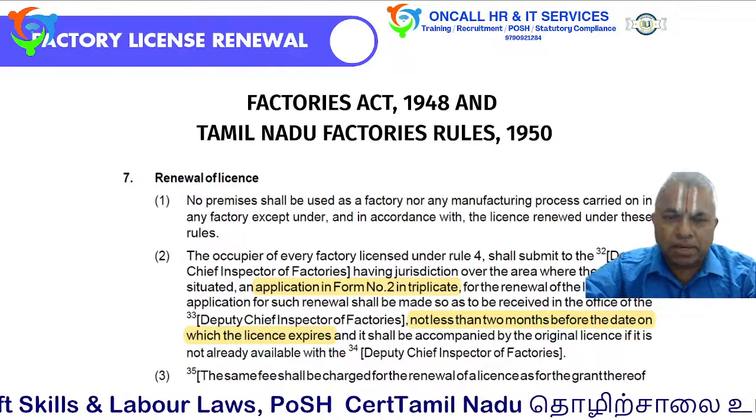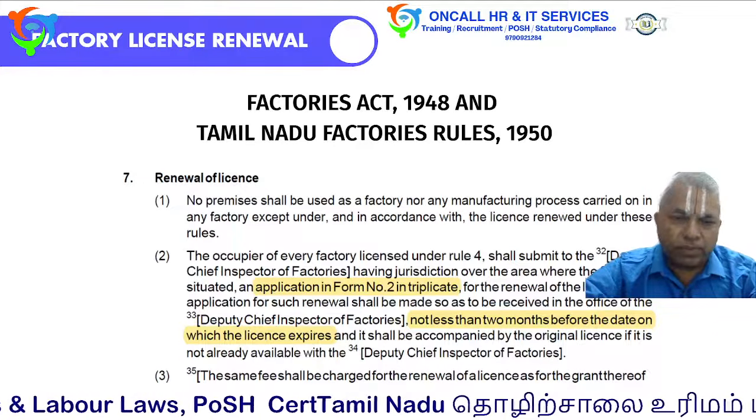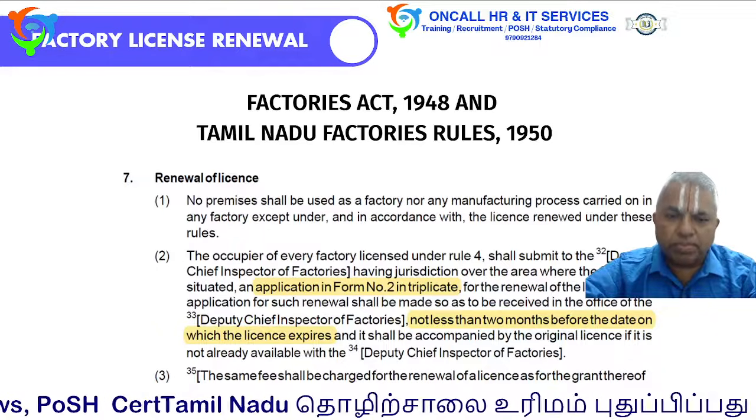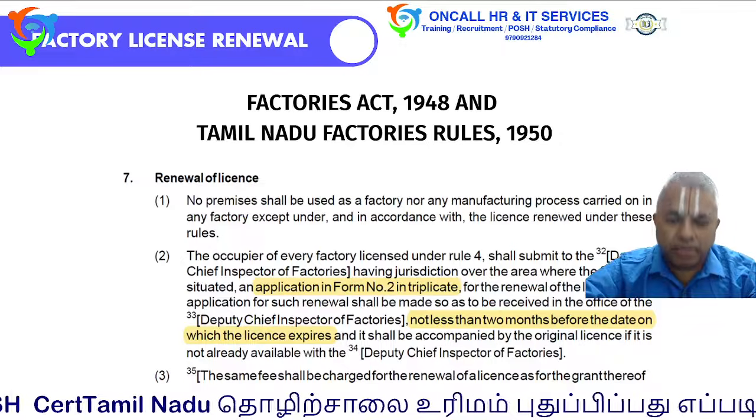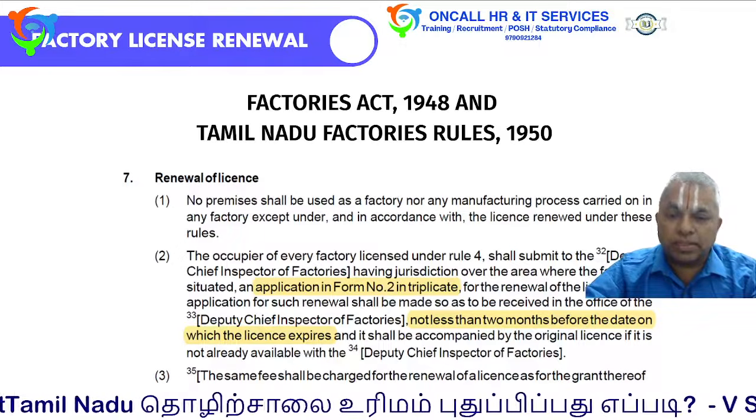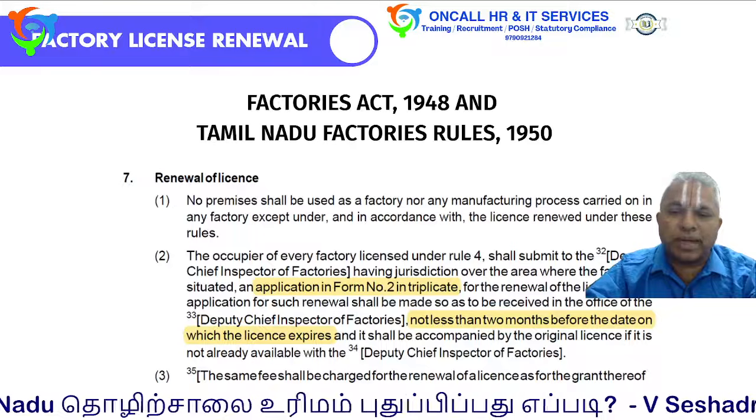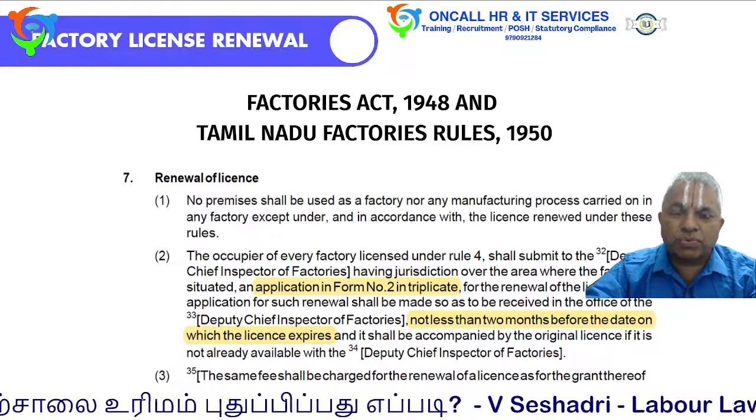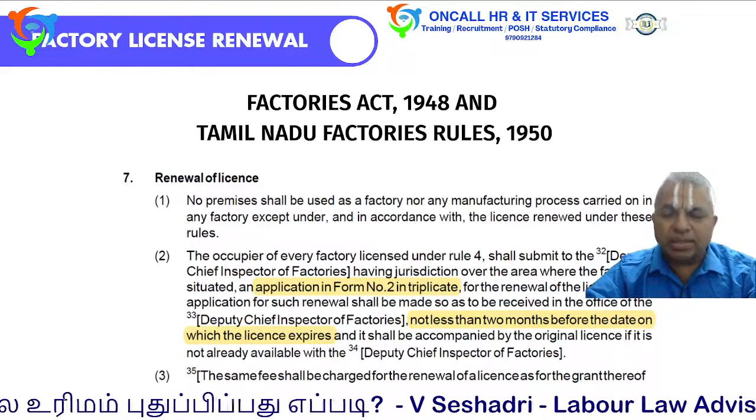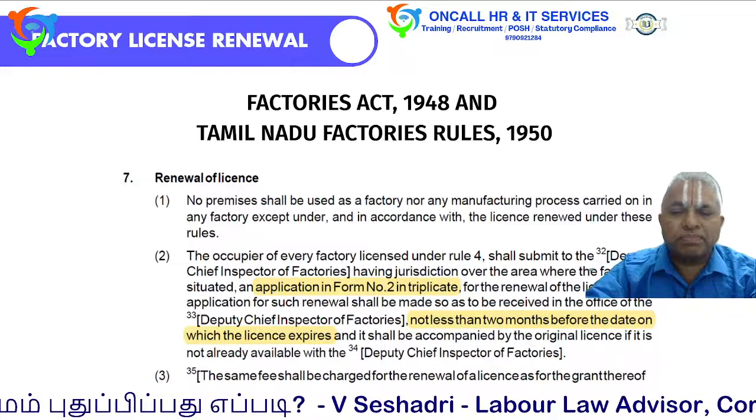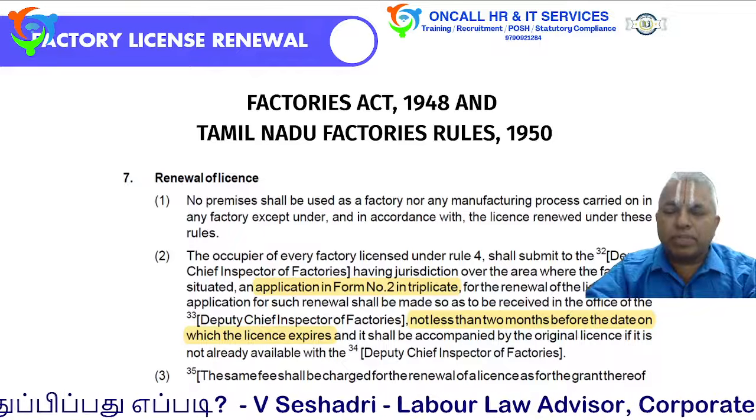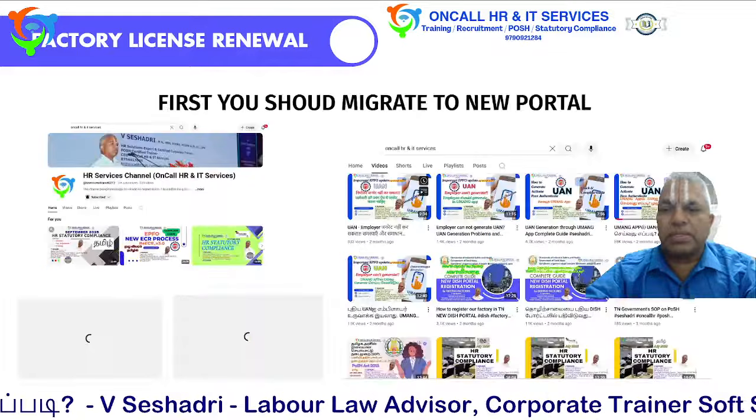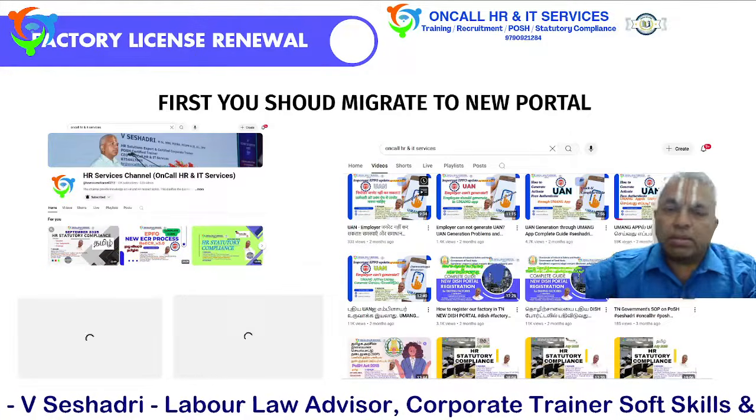As per the Tamil Nadu Factories Rules 1950, rule number 7, you have to renew the license under Form number 2 in triplicate. You have to renew not less than 2 months before the date on which the license expires. When your license is expiring, you have to apply 2 months before. All the licenses will expire on 31st December, only the year may differ, and 2 months before means by the last date of October you must apply. That is the rule from the Tamil Nadu government.